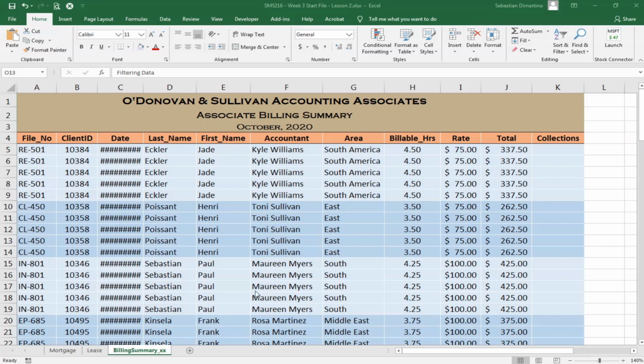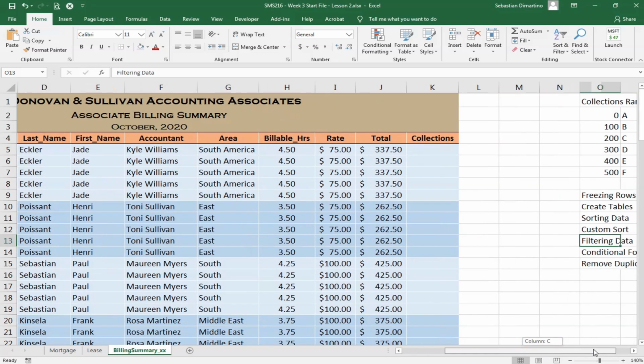On our last sheet here at the bottom where it says billing summary, we're going to do some analysis and some sorting and things of that nature to the data that we have here. Now, we want to take a look to the right because at this point, the way I'm zoomed in, I don't have any of my instructions. They're over to the right of the data. So I'm going to slide across over here.